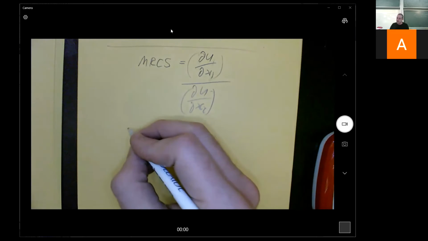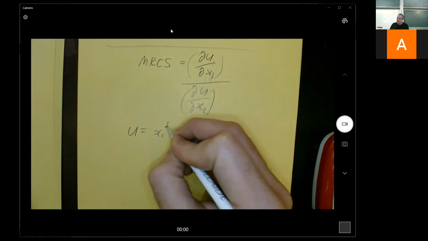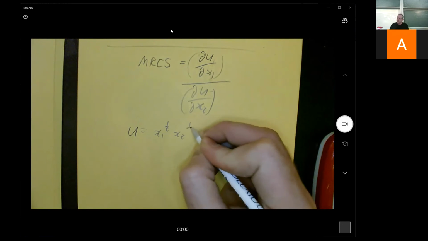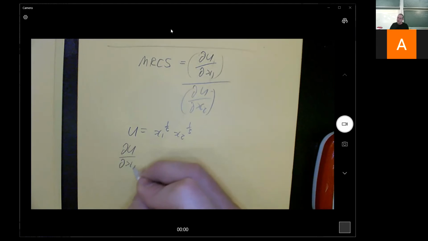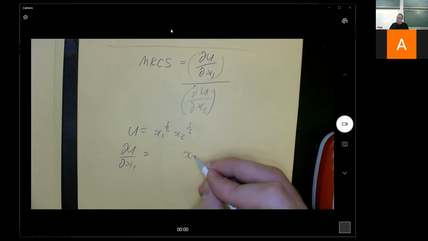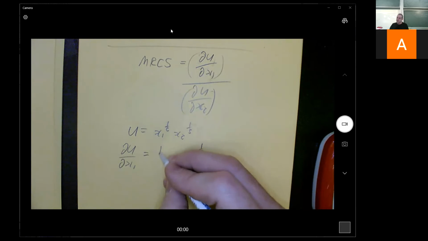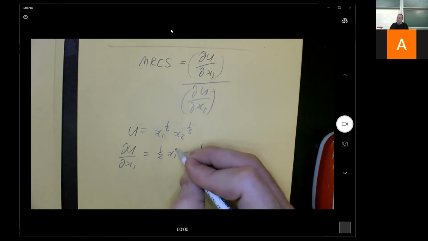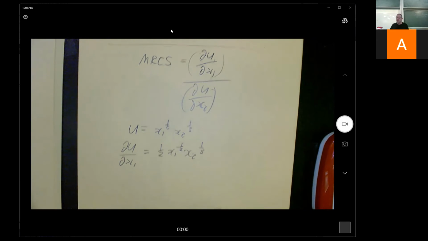Okay, so if we figure out the u was equal to x1 to the power of a half and x2 to the power of a third, then du on dx1: the x2 to the power of a third is a constant multiplied on, so it will still be there. And then I'll do the derivative of this, which is a half of x1 to the negative a half. I might just leave it like that and not do anything else.